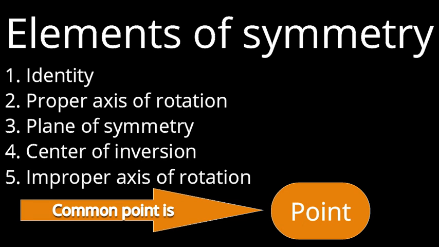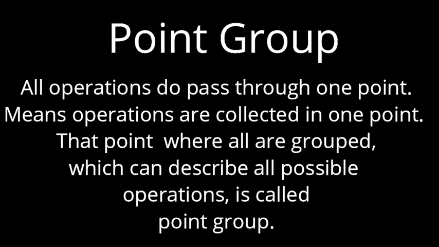Fifth one was improper axis of rotation. It also encompasses dual mode elements. One was axis, another was plane. Among all those 5, one thing is common, and that is point. So there is a point in studying that point. All operations do pass through one point. Means operations are collected at one point. That point where all operations are grouped, all elements are grouped, which can describe all possible operations, is called as point group.